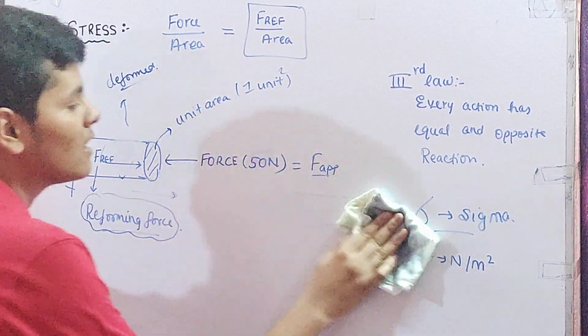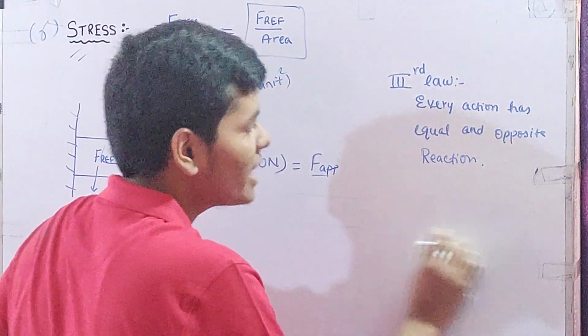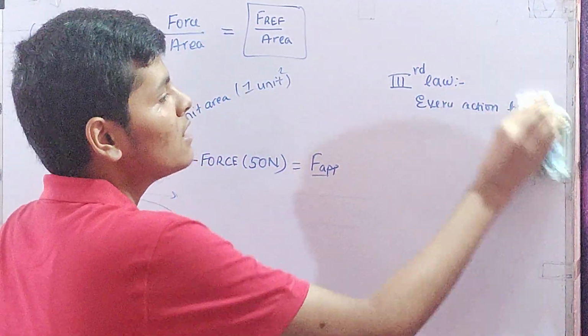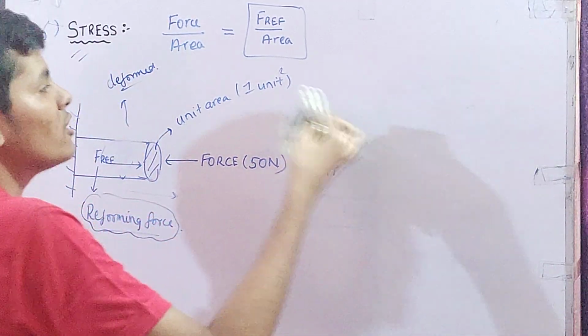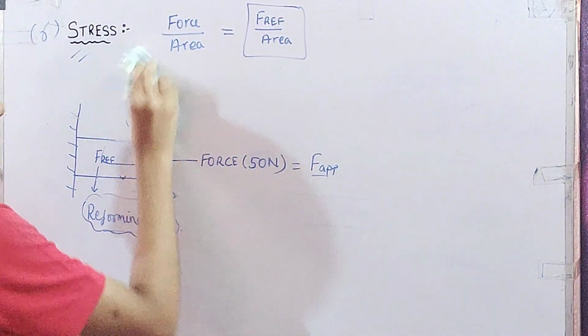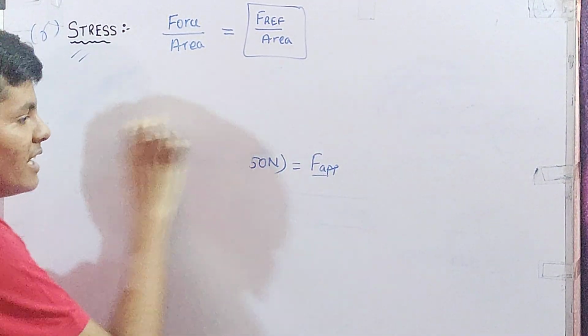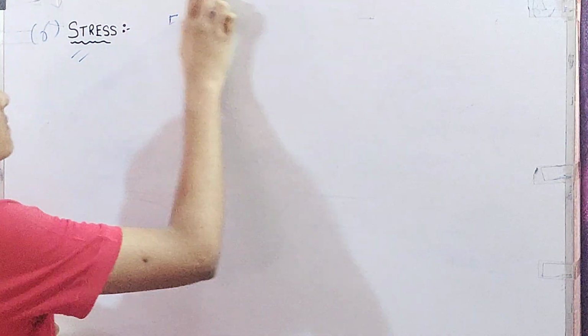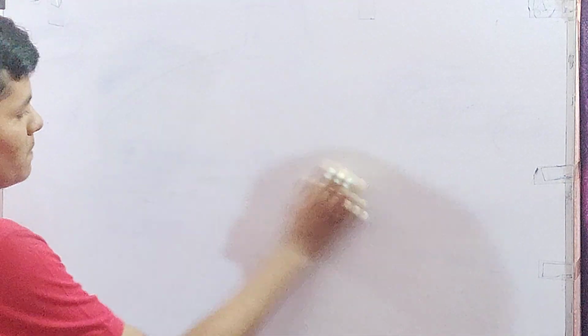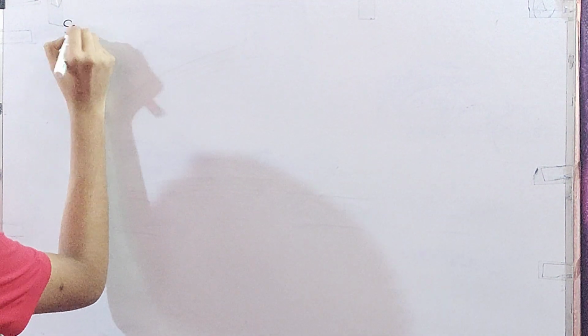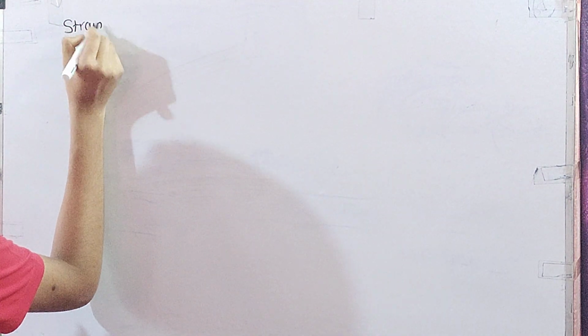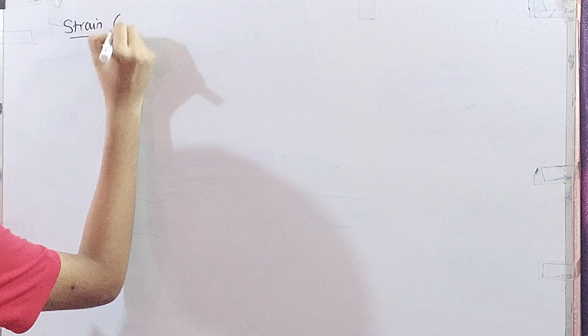After stress comes the concept of strain. Strain and stress both almost come together. They both are usually found together. The resultant of the stress is strain. Strain is represented with epsilon. This is also a symbol.